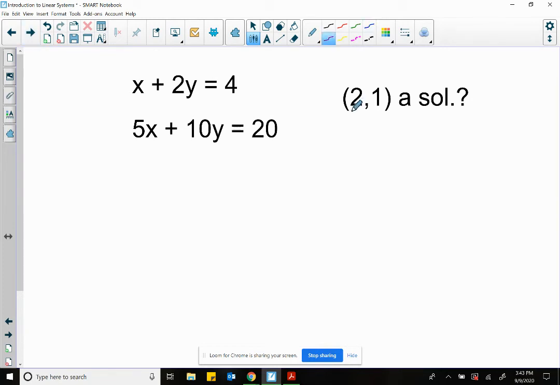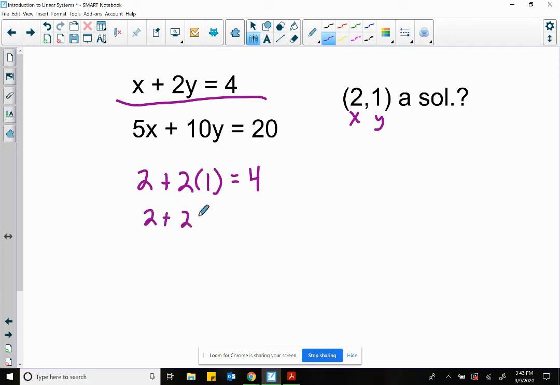All right, so the 2 is your x, the 1 is your y. So let's plug in. So x is 2, plus 2(, I see y, so that's 1), equals 4. Now we do a little quick PEMDAS. 2 times 1 is 2. So 2 plus 2, does that equal 4? Absolutely. 4 equals 4. So far, it checks out. So far, (2, 1) as a point is a solution.